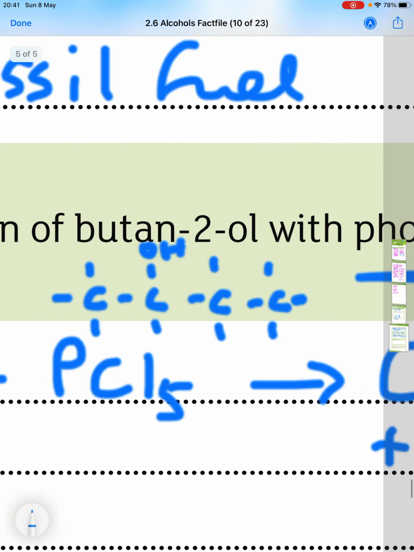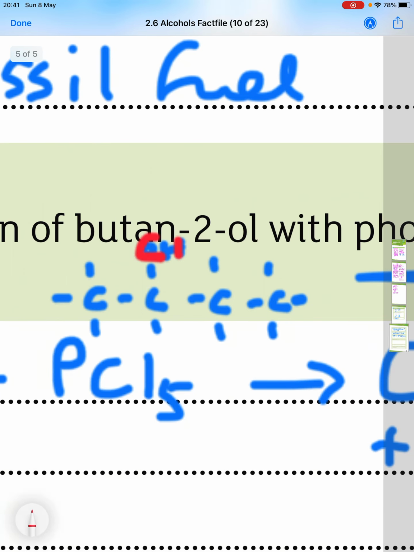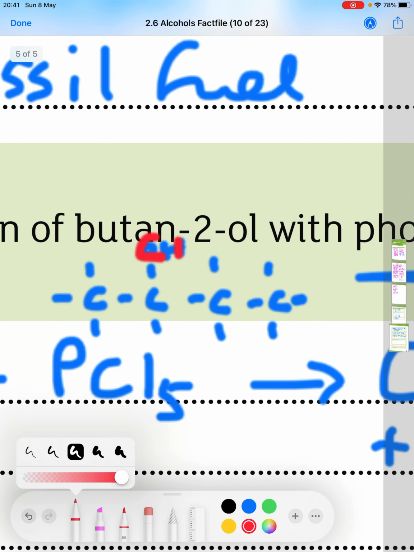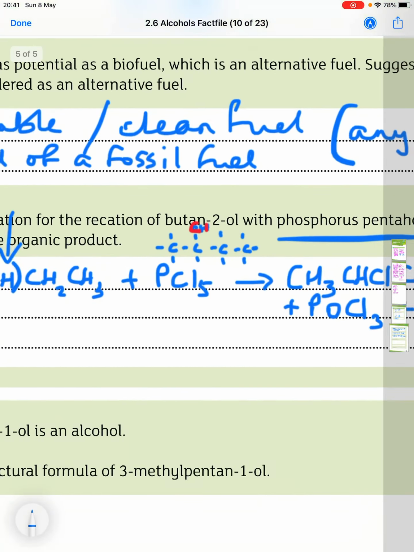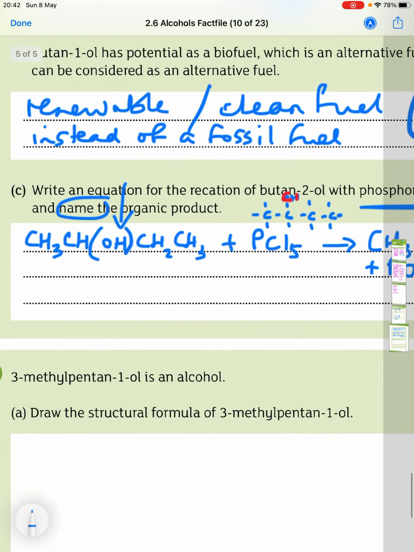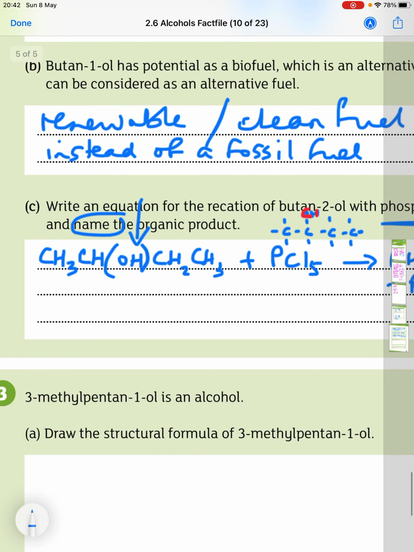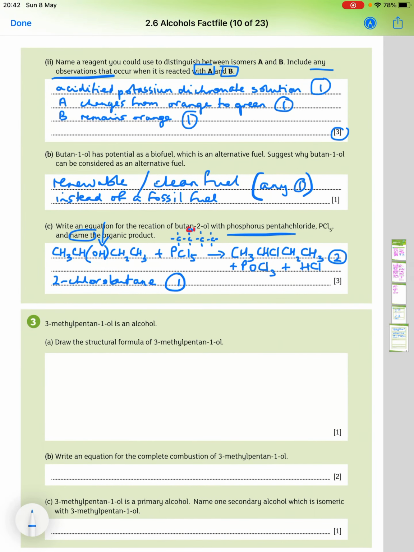So if we look back to this, that was butane 2-ol. I have changed this group to a chlorine. So the name, you see the little molecule here, it's going to be a 2-chloro butane. So 2 for the equation there, and 1 for the name.